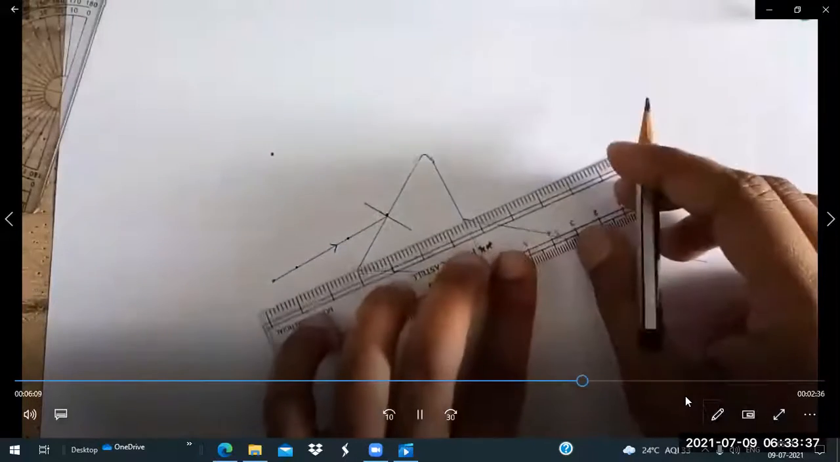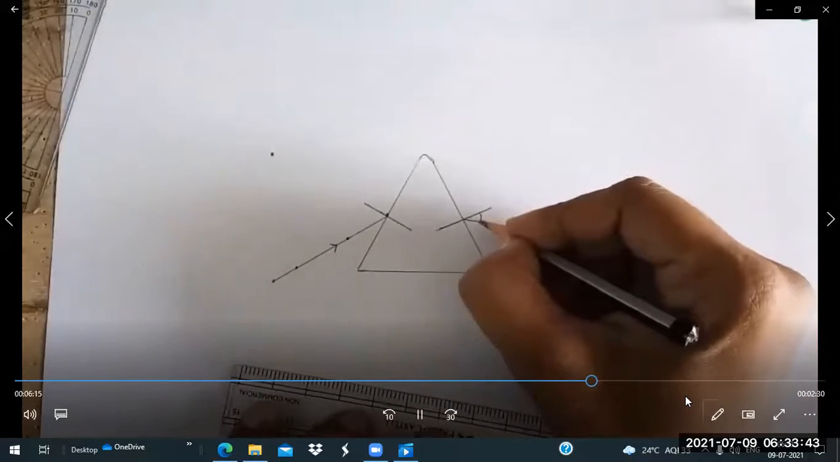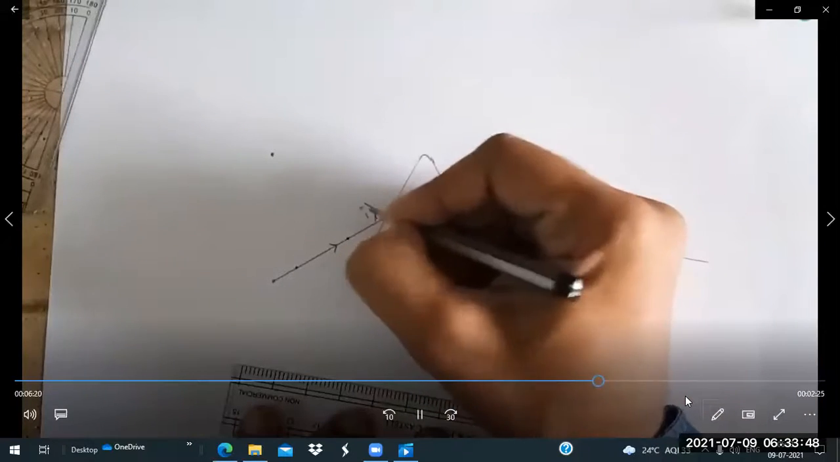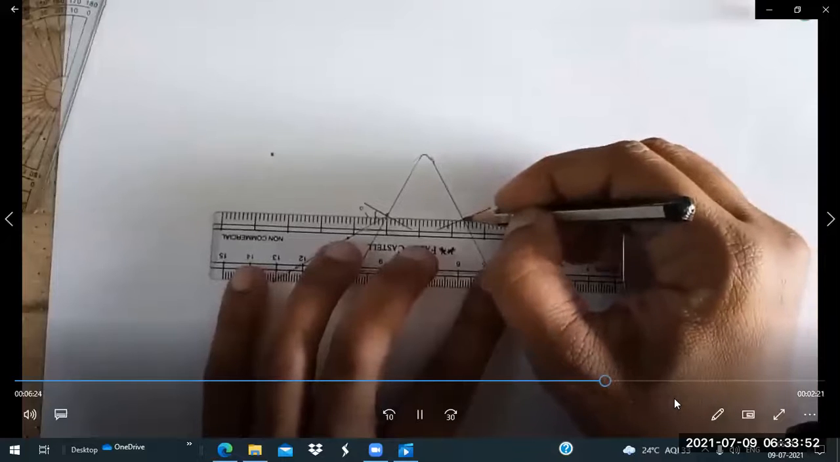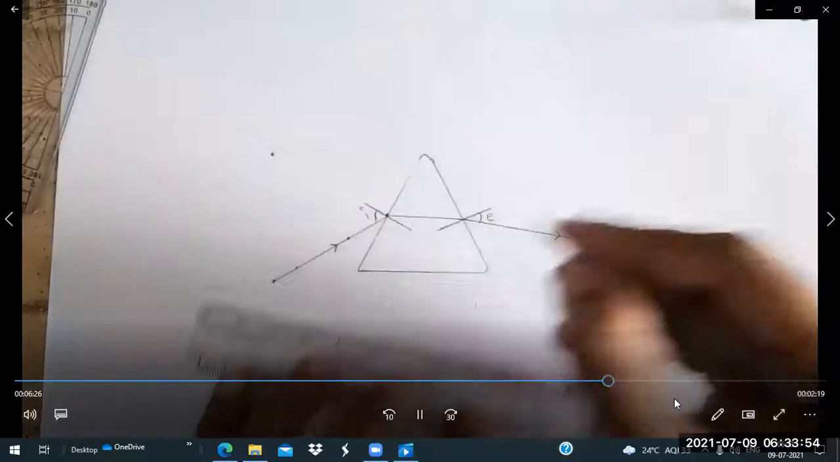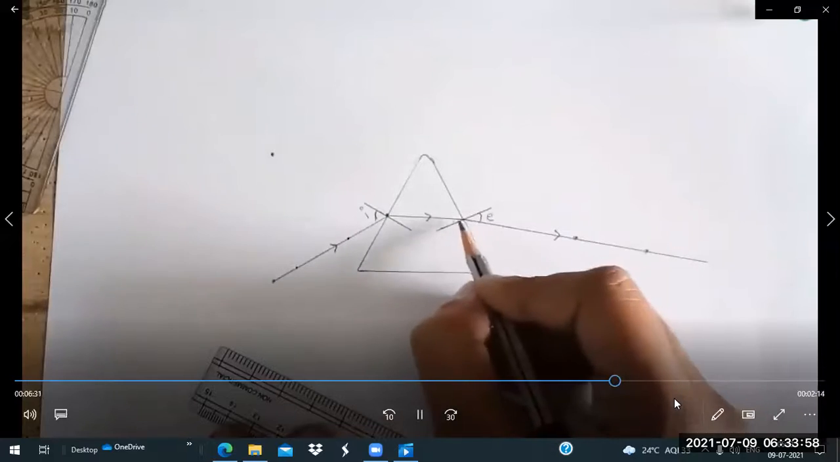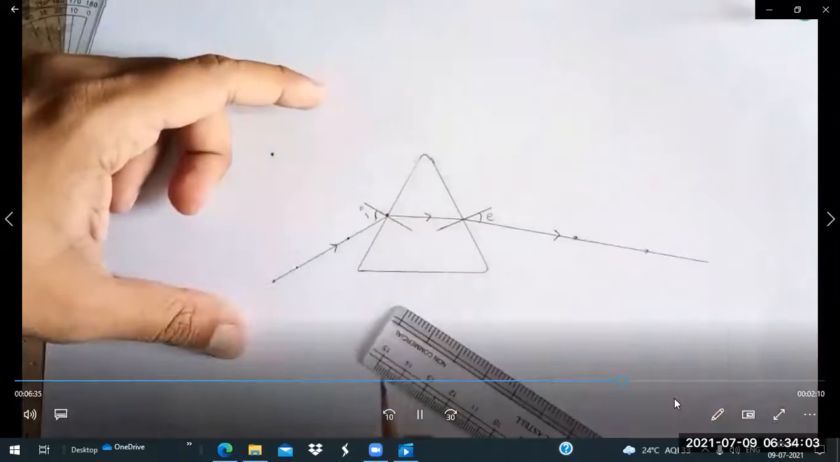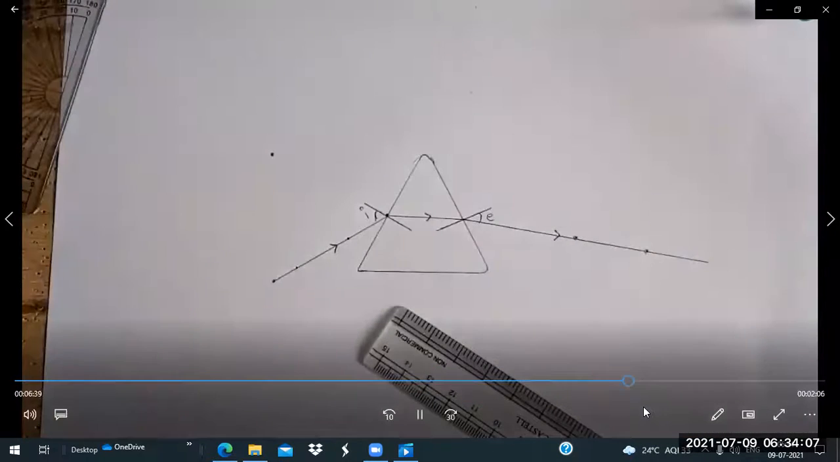and from here the normal is at an angle of 90 degree. So this will be the angle of emergence, this is the angle of incidence. Now I'm going to join these two points, and this would be my refracted ray. Incident ray, refracted ray. Now you can see that instead of going straight, it is bending towards the normal due to the refraction. Now our main task is to find the angle of deviation.